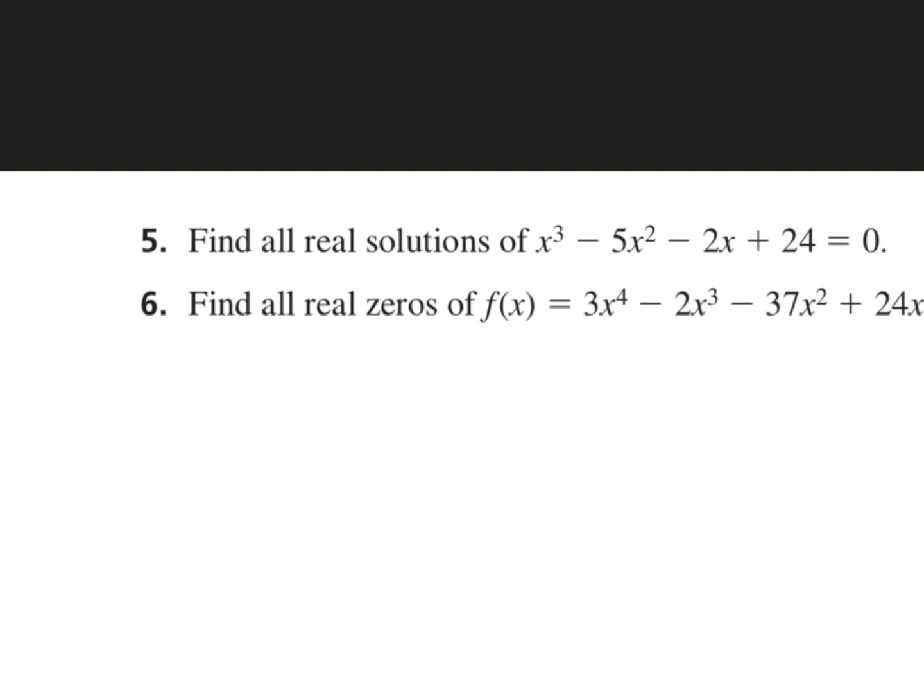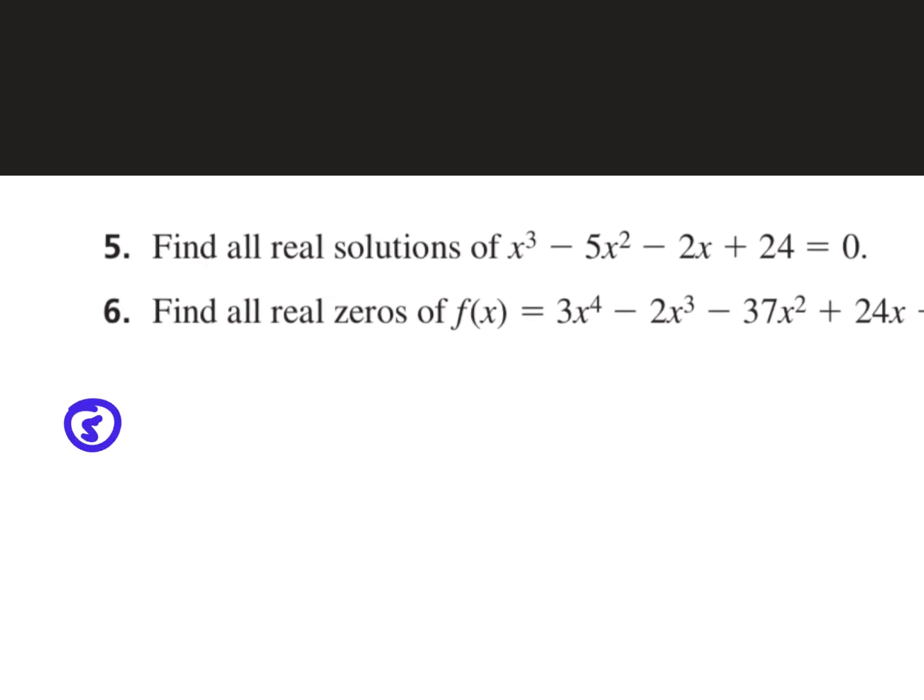Okay, find all the solutions. So this is number 5. x cubed minus 5x squared minus 2x plus 24 equals 0. My first suggestion to you guys is always see if it does factor. For our purposes right now, it doesn't. All right, it does not.